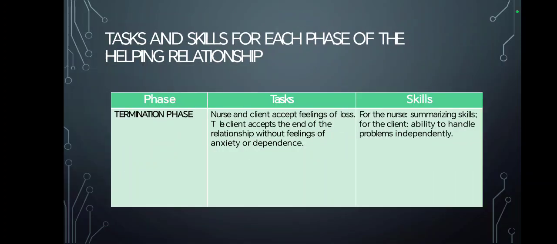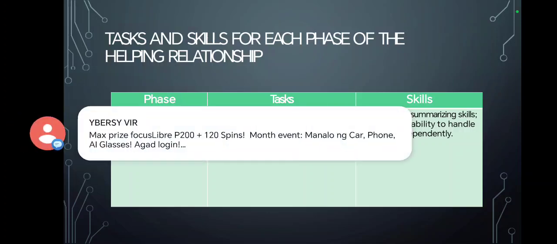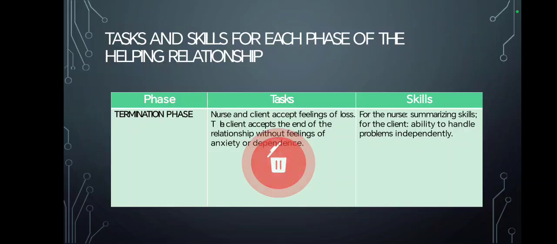Another is your termination phase. Nurse and client accept feelings of loss. The client accepts the end of the relationship without feelings of anxiety and dependence. For skills, the nurse uses summarizing. For the client, the skill is the ability to handle problems independently.